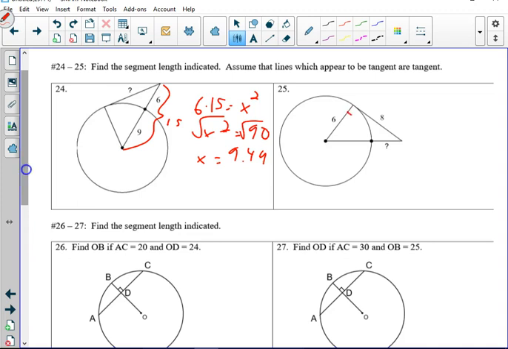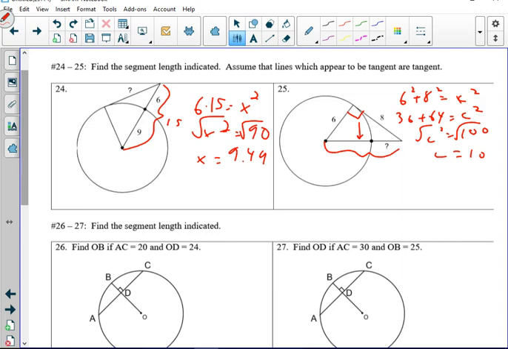All right, the tangent meets the radius at 90 degrees right there, which makes this the hypotenuse, which means you have 6 squared plus 8 squared equals c squared. So 36 plus 64 equals c squared. C squared is 100, square root both sides, and c is 10. So this is 10. Well, this is the radius, which is 6, which makes our question mark 4.